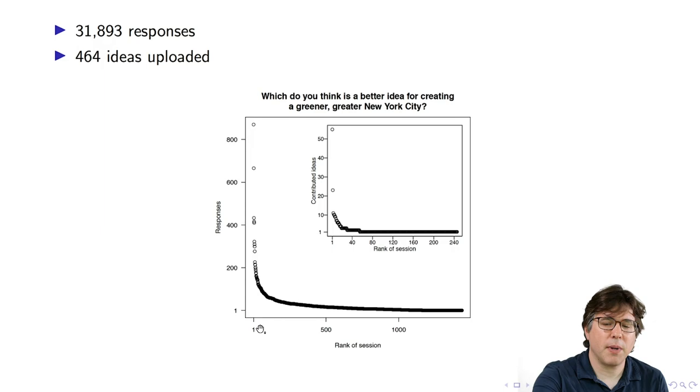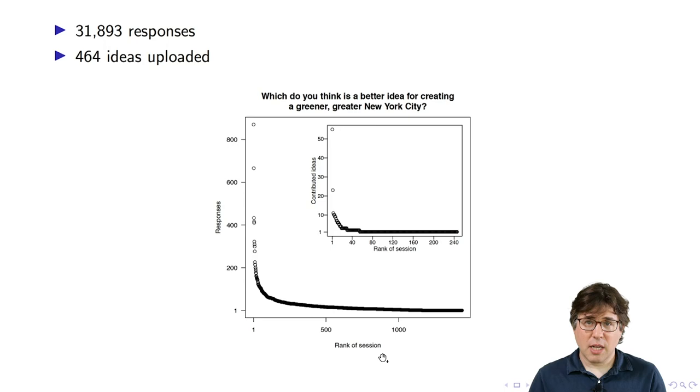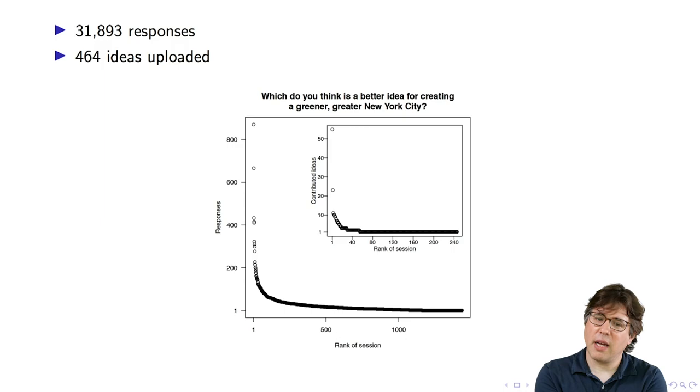Here we have someone who submitted 800 responses. So we have a small number of people who submitted a lot of responses, and a large number of people who submitted a few. Just as I said, the wiki surveys were designed to collect this fat head and the long tail, and this is exactly what happened.